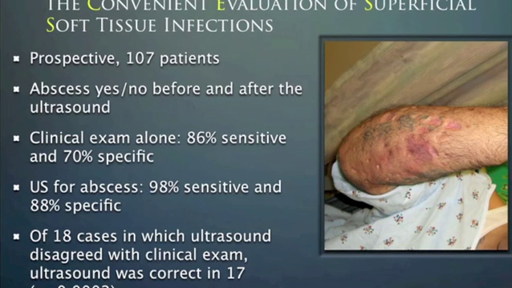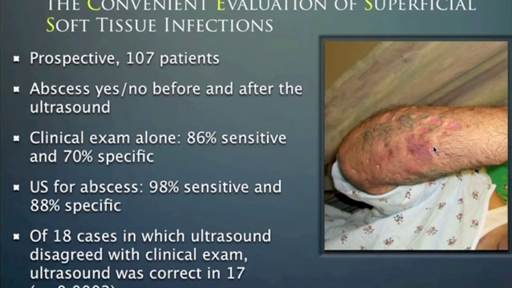In fact, there were 18 cases in which ultrasound disagreed with the clinical exam, and the ultrasound was correct in 17 of those 18 cases with a significant p-value. So if you look at this picture here, this guy came in and he has many scars on his arm consistent with the signs of chronic IV drug use. The patient himself thought he had an abscess in this area that is red and indurated here.